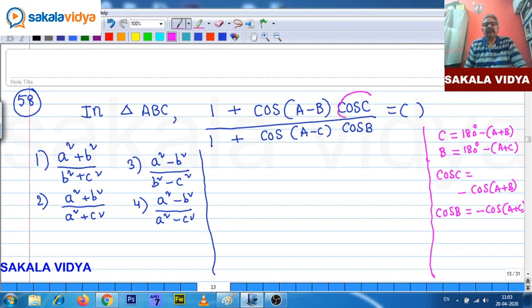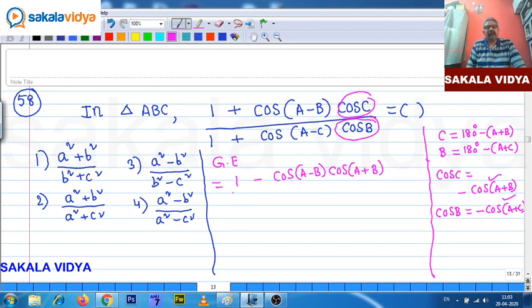So cos C is replaced by minus cos of A plus B. Cos B is replaced by minus cos of A plus C. So now the given expression can be written as 1 minus cos of A minus B into cos of A plus B, am I correct? Upon, so you can expect the next step.